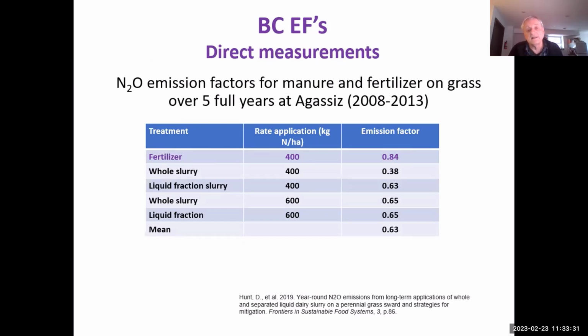But here we see that this is a 5-year study, so 5 full years of applying manure or fertilizer or treated manure onto grass. And the emission factor that we get, instead of, let's say, the default UN 1%, we get 0.084% for fertilizer and somewhat less for manure. And that's consistent in general terms with what is reported by others. Another point I want to make here is that there's about 10,000 measurements that went into making this table.